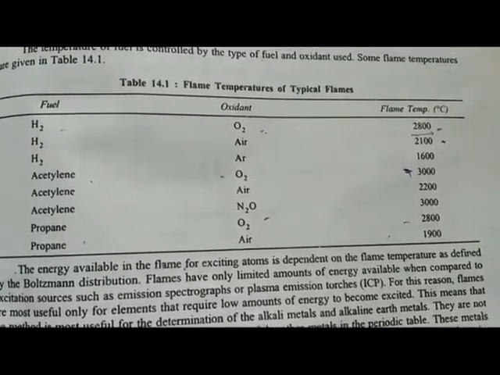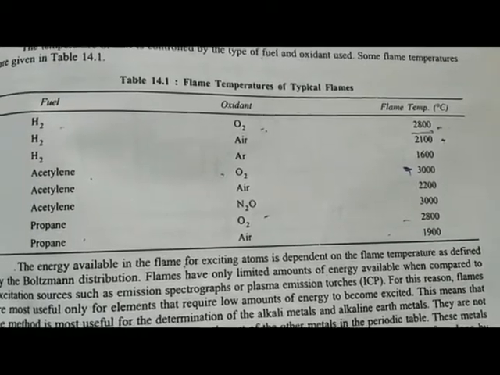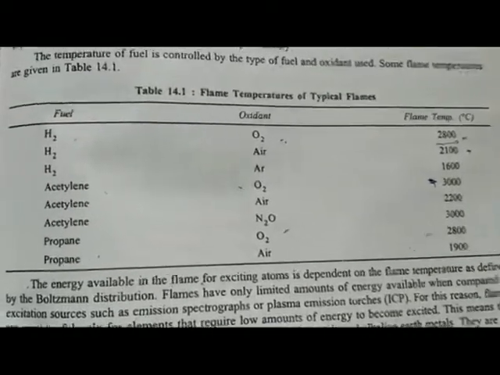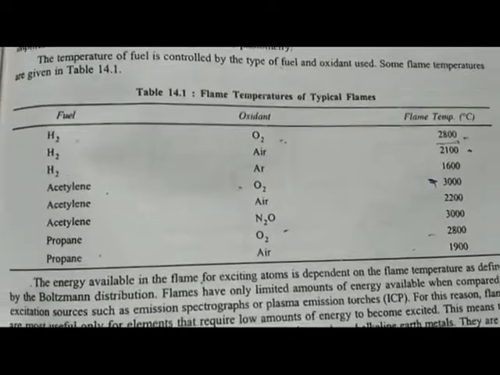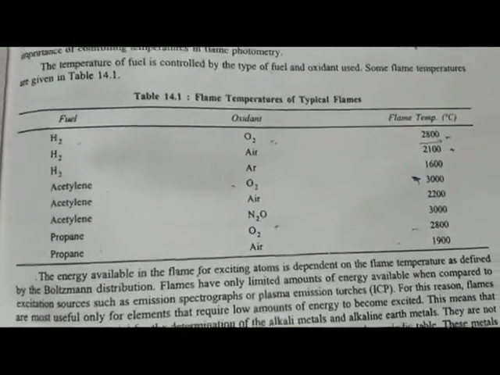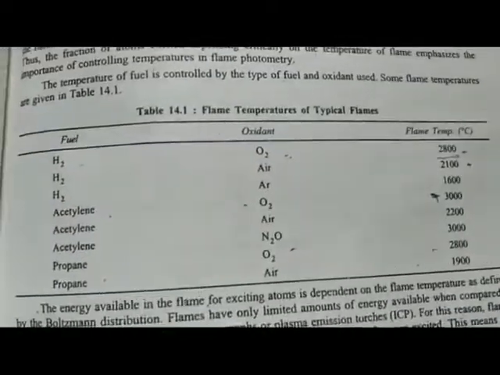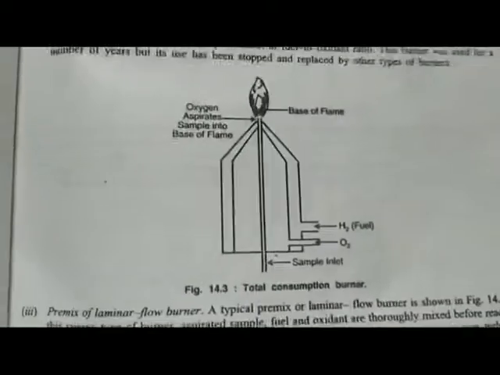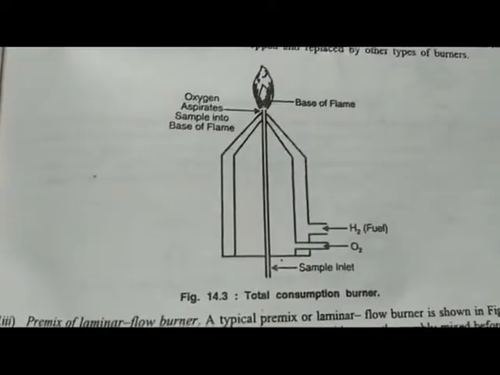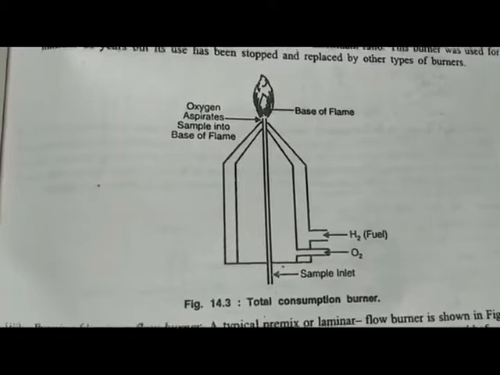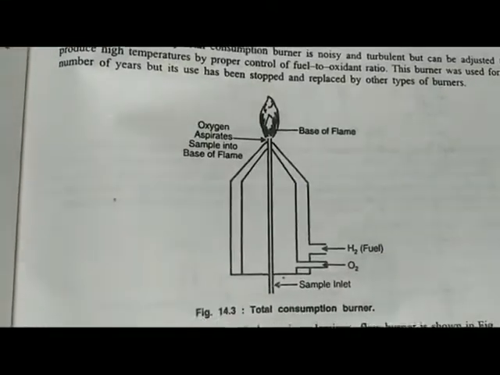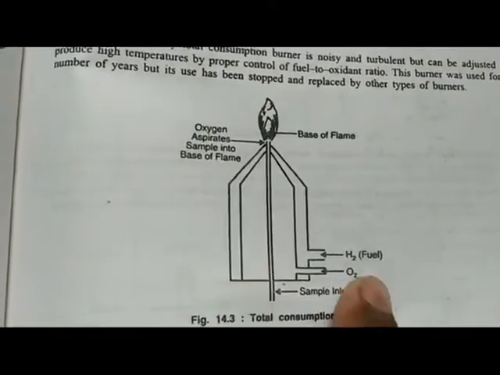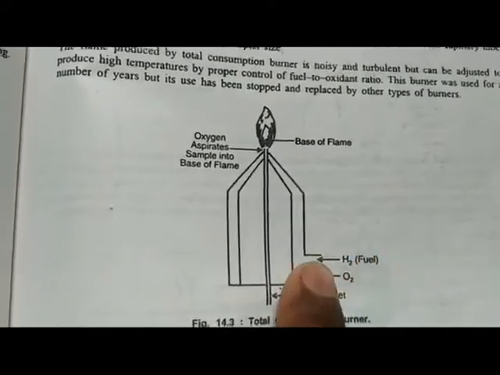And if we use acetylene and oxygen, we get 3000 degrees Celsius. So here we saw the different fuels and oxidants used for the flame. So this is the first part of our instrumentation, the flame or burner. So this is the burner. Here is the sample inlet, here the oxidant and here the fuel.